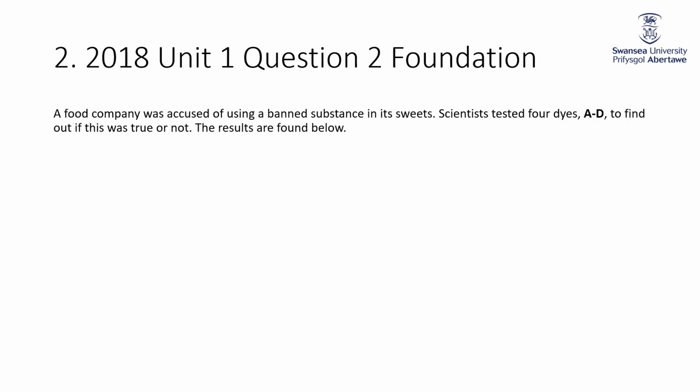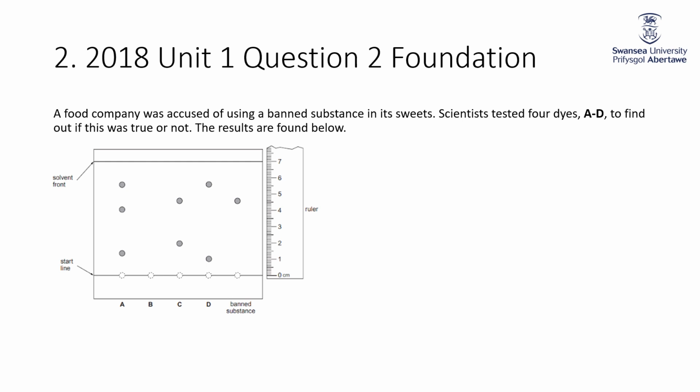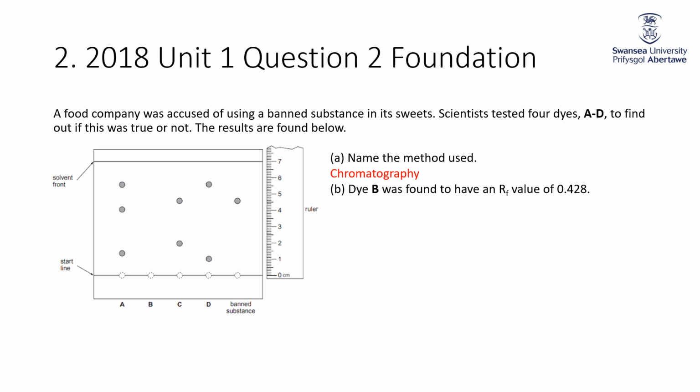This question talks about a food company which was accused of using a banned substance in its sweets. Scientists tested 4 dyes, A through D, to find out if this was true or not. And here are the results of that. So the first question is to name the method used, and this is of course chromatography.